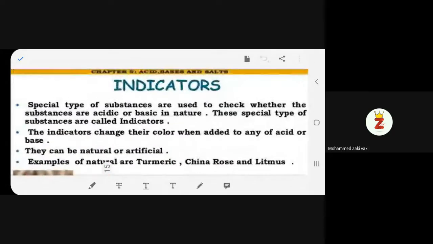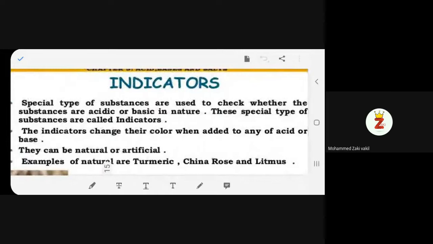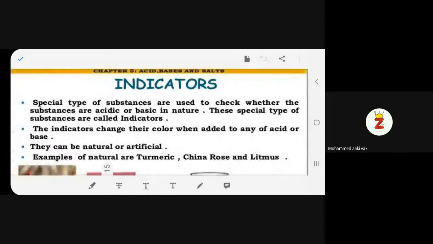Why are we using indicators, by the way? We do not know whether this matter is acidic or basic. Exactly. Now, how do you classify? There has to be some material to identify the substance as acidic or basic. The substance which identifies any matter as acidic or basic is called an indicator. What exactly are they doing? They are changing the color.